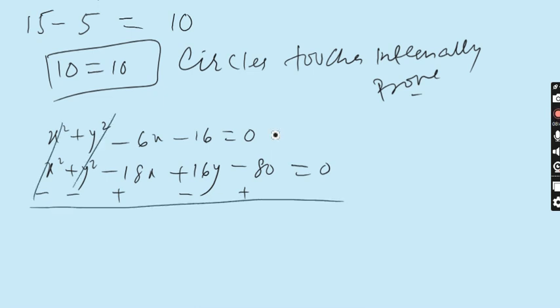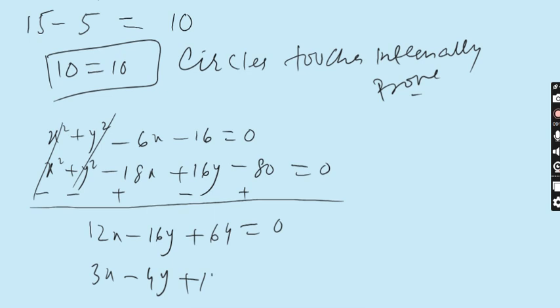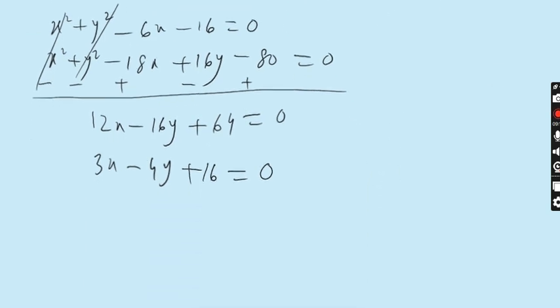Cancel. 18 minus 6 is 12x, and minus 16y, and 80 minus 16 is plus 64 equals 0. You can simplify this equation, divide the whole equation by 4. So 4 3s are 12x, 4 4s are 16y, 4 16s is 64. So this is a linear equation.